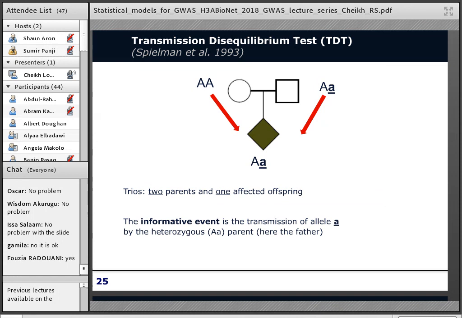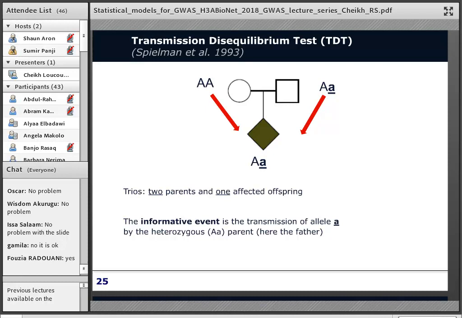And if we change from population-based recruitment to family-based recruitment, testing for one SNP, the most common and the most known method is the transmission disequilibrium test developed by Spielman in 1993, where we have trios. So trios mean we have two parents and one affected offspring, represented here by this figure.